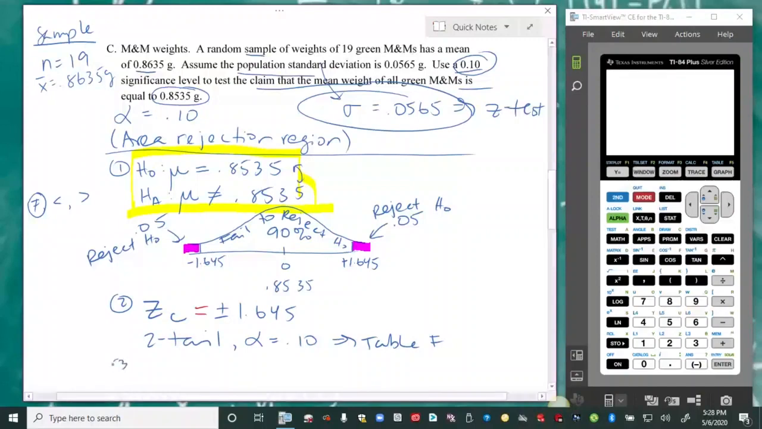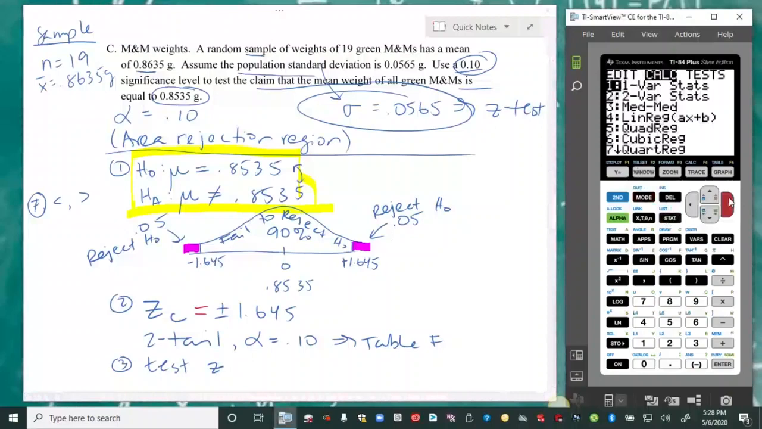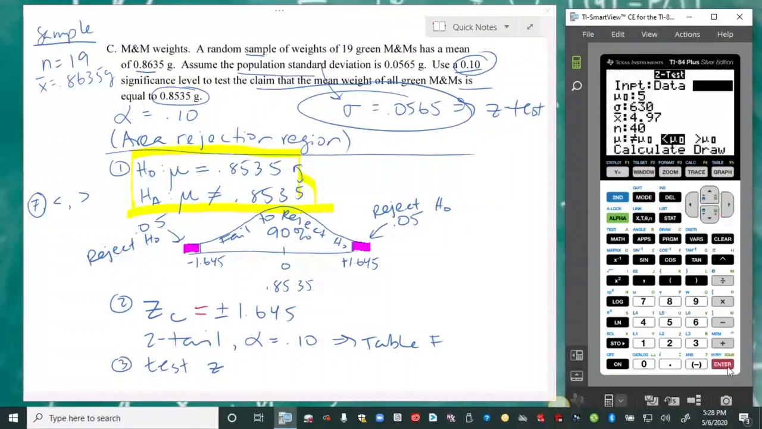Okay, so step number three. Step number three is to find our test value, so our test z. This is for the sample. I'm going to use my calculator this time. So I'm going to go to the step menu and over to tests. I do have statistics. I did choose the z-test, good. I'm assuming, let's see, this 0.8535.